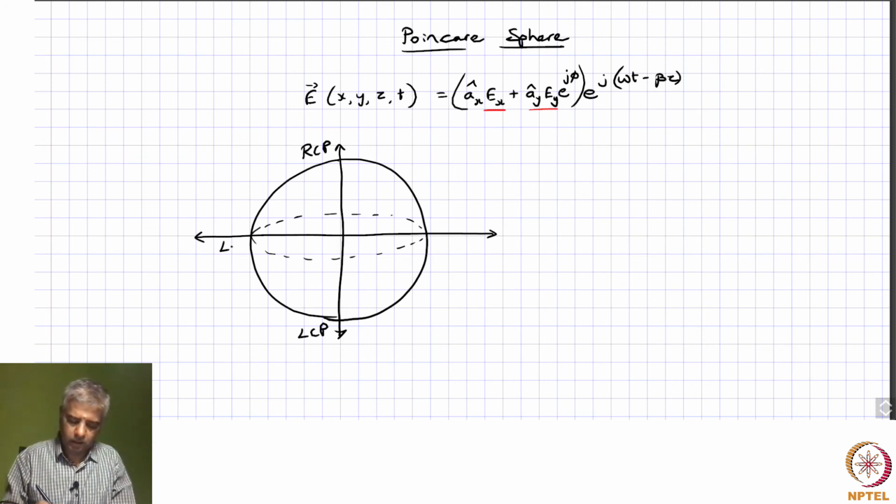So it turns out that we could manipulate the polarization state using what are called wave retarders. So what is a wave retarder? Basically it is a birefringent element.